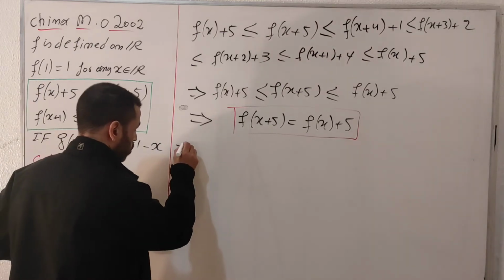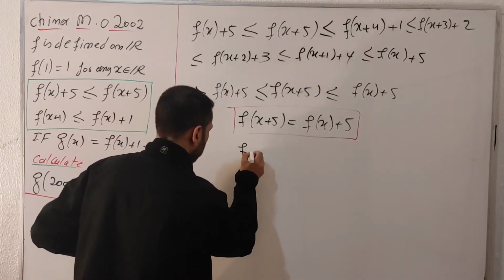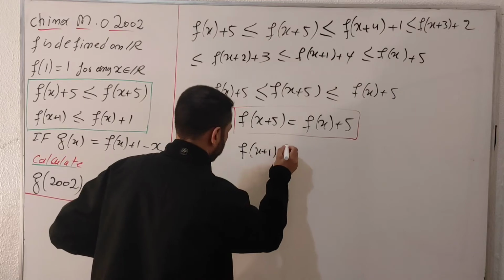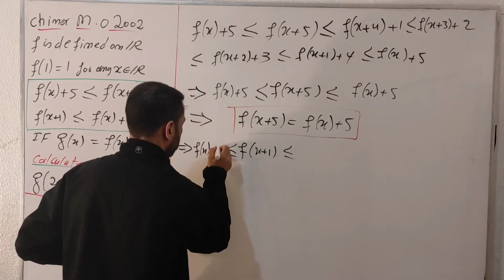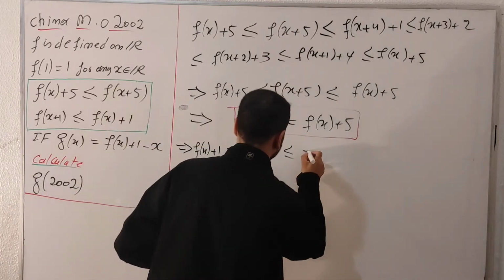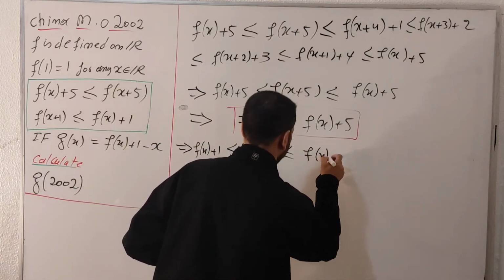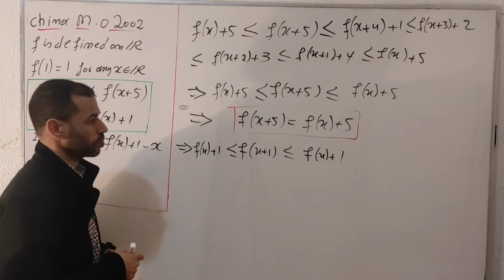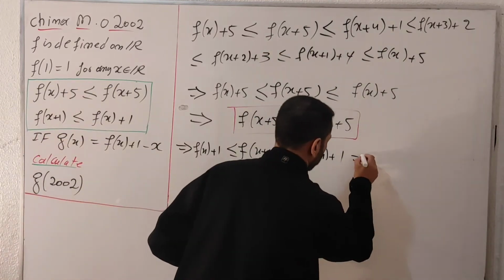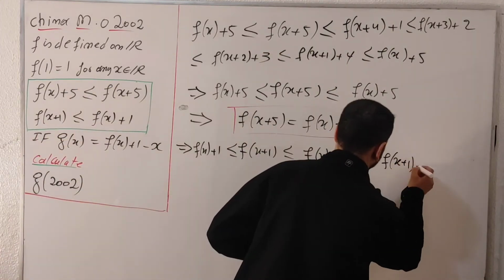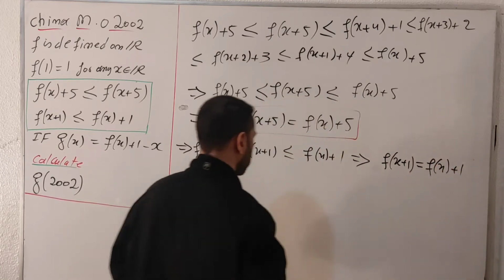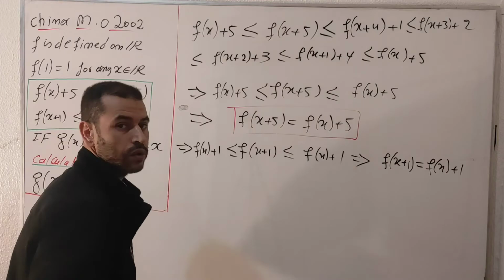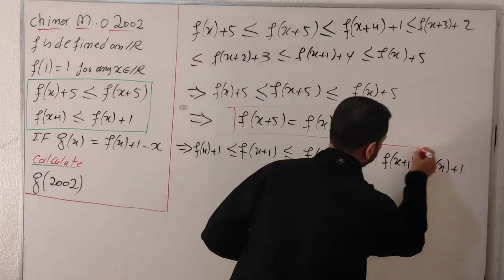So I will also have f(x) + 1 between f(x + 1) and the same function. This tells us f(x + 1) = f(x) + 1, like this. Now we have ended with this expression.